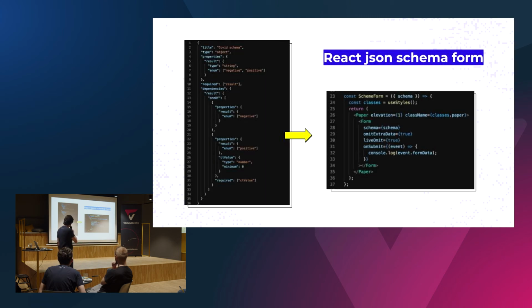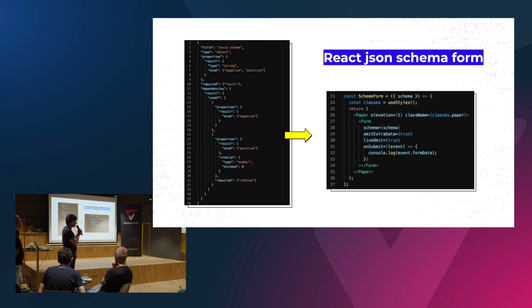So basically, I don't know if you can see this, but on the left side, you have a basic JSON schema that describes how the result of a COVID test looks like. Basically, you have a result which is negative or positive. If you have the negative result, that's it. And if you have a positive result, you also have to have a CT value, which is a number that has a minimum value of 0.